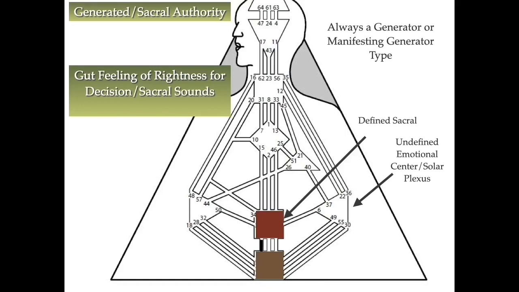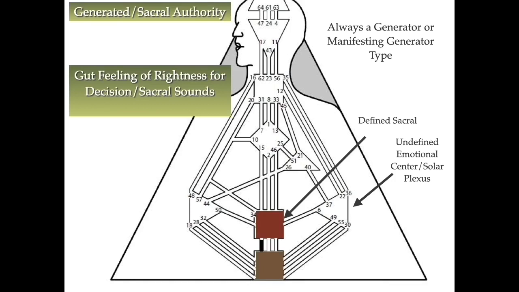Now, Human Design also brings in another part of the strategy, and it's called the sacral sounds. The sacral sounds are uh-huh and uh-uh. So it's a positive or a negative sound that generator types can make to see if something is correct for them. When you're using sacral sounds as a generator type, you usually will have somebody ask you questions, and instead of actually thinking about the answers, you'll say uh-huh or uh-uh.